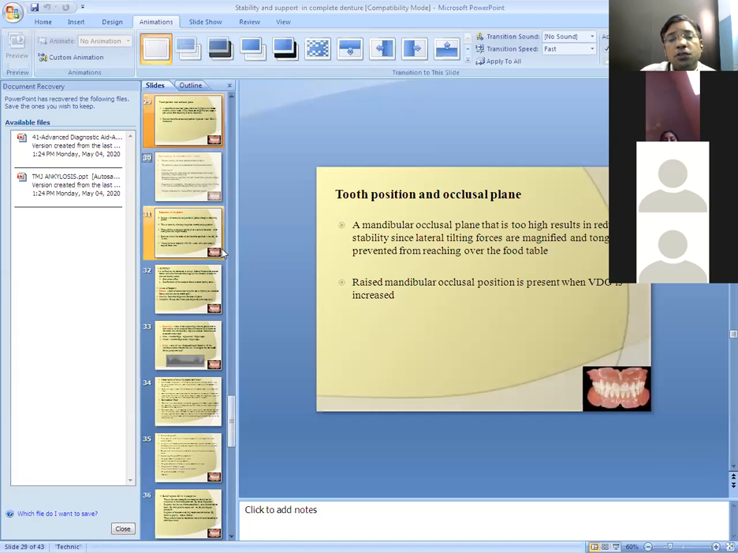Again, tooth position and occlusal plane relationship. A high mandibular plane results in reduced stability, as we have already said. If the lower occlusal table is high, then the tongue will lift the denture away from the denture-bearing area. That means if the plane is high, stability is less. If the plane is at the corner of the mouth or below the corner of the mouth, then the denture will be more stable. That is how tooth position affects stability.